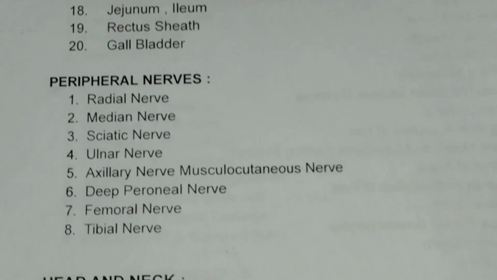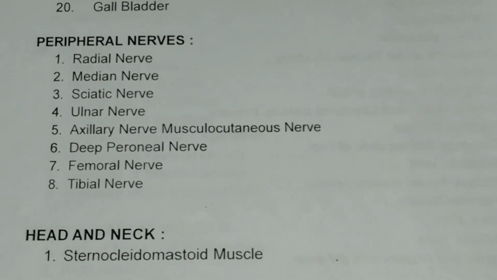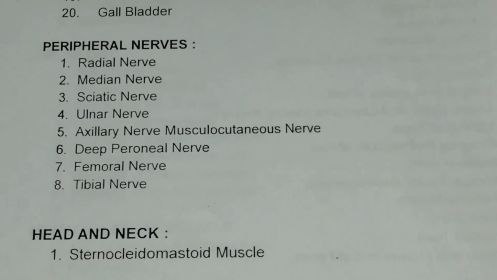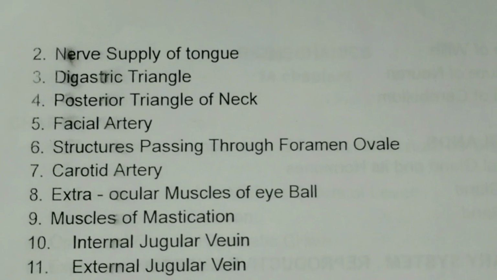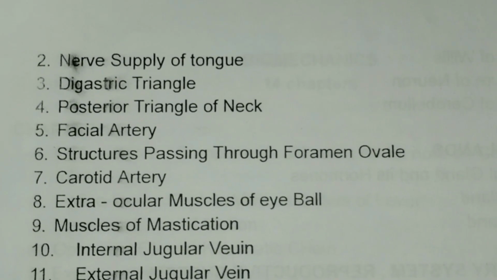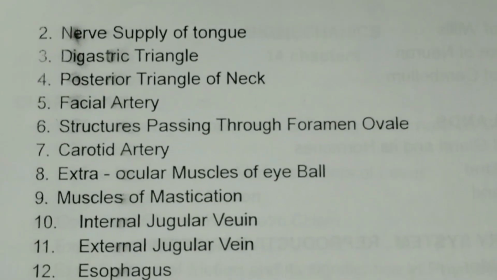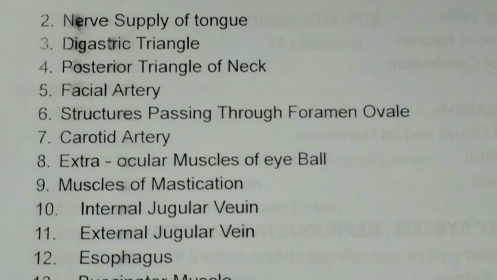Now, let's start with the next volume, that is head and neck. In this, the first topic is sternocleidomastoid muscle. Second one, nerve supply of tongue. Third one, digastric triangle. Fourth one, posterior triangle of neck. Fifth one, facial artery. Sixth one, structures passing through foramen ovale. Seventh one, carotid artery. Eighth one, extraocular muscles of eyeball.